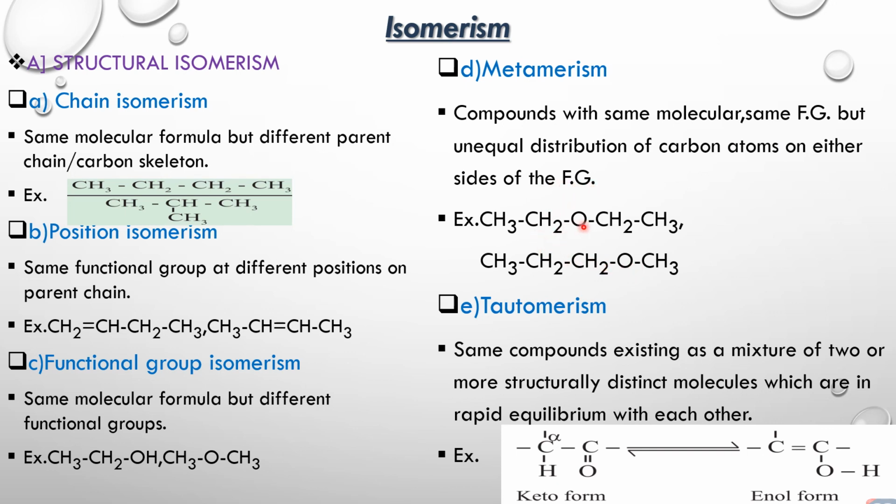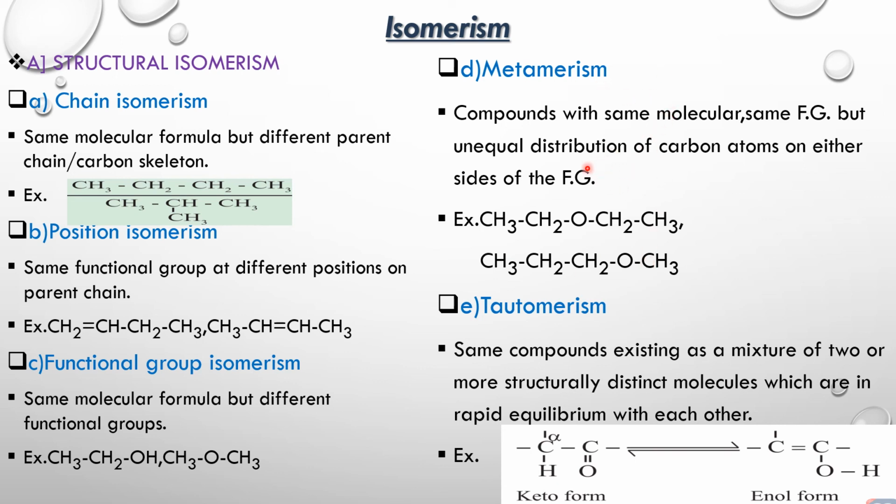That means here the functional group is oxygen, that is ethereal oxygen. In the first molecule, CH3CH2OCH2CH3, there are 2 carbon atoms on each side of the oxygen atom. In the second molecule, CH3CH2CH2OCH3, on one side, that is the left side of the oxygen atom, there are 3 carbon atoms, and on the right side there is only 1 carbon atom.